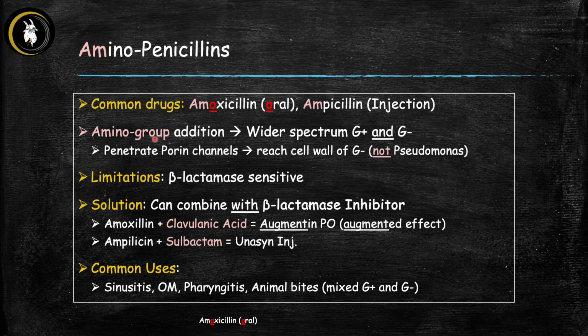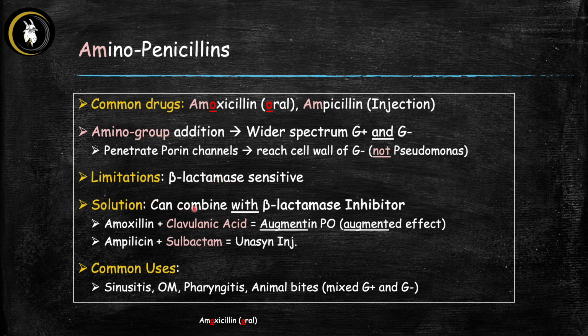And that's because this amino group is going to allow better uptake through the porin channels from the outer membrane. And therefore, the antibiotic is going to reach the cell wall of the gram-negative bacteria. Importantly, these are not effective against Pseudomonas, which is a very resistant gram-negative bacteria that I'm going to talk about shortly, but it's effective against most other gram-negatives. The main problem here is, again, these drugs are sensitive to the beta-lactamases that many bacteria produce that we talked about on the last slide.